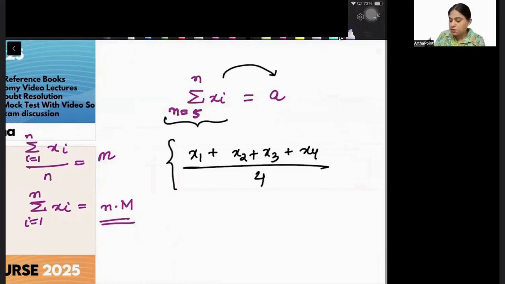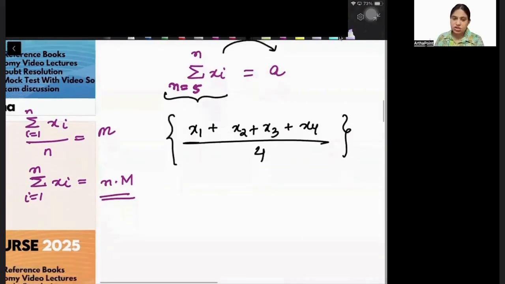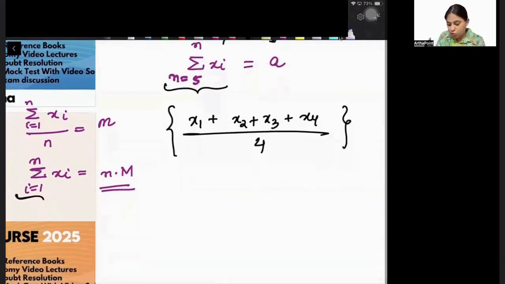So what is the mean of these 4 observations? This is what we have to tell. Am I making sense? ठीक है बेटा. अब क्या करेंगे? We will try to open this up. तो इस sum को हम लिख सकते हैं.